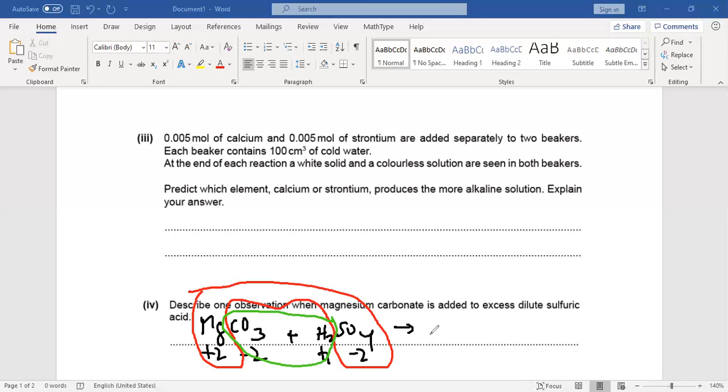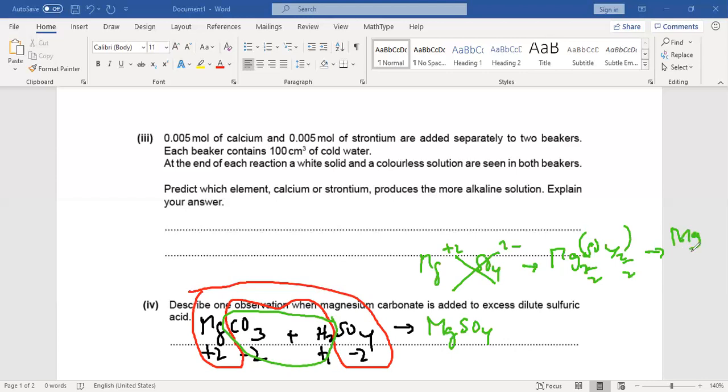So the product is MgSO4, because Mg is plus 2 and SO4 is minus 2. When you move diagonally you'll have Mg2(SO4)2, but we have to use the simplest ratio, so you'll have MgSO4 only. Plus H2O plus CO2. Always remember, when you have a carbonate, you also have H2O and CO2.